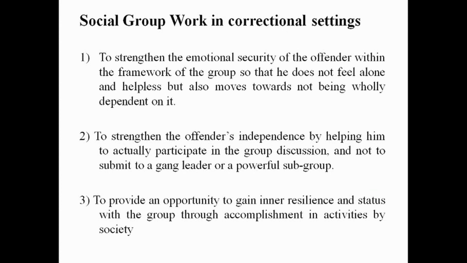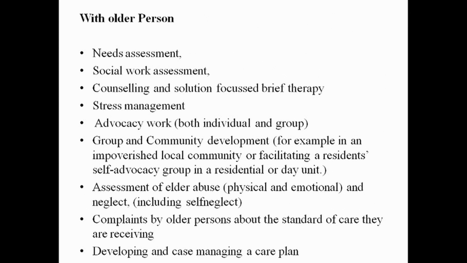Next is group work in correctional settings, which is to strengthen the emotional security of an offender within the framework of a group so that he does not feel alone and helpless, but also moves toward not being wholly dependent on it. Next is to strengthen the offender's independence by helping them to actually participate in group discussion and not to submit to a gang leader or a powerful subgroup. Next, social group work provides an opportunity to gain inner resilience and status within the group through accomplishment in activities valued by society. That is social group work in correctional settings.